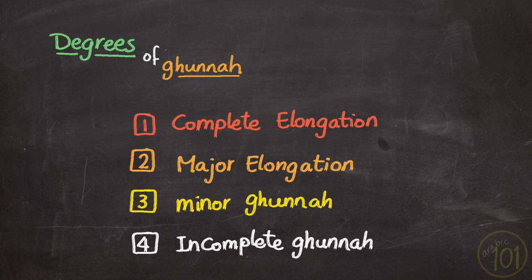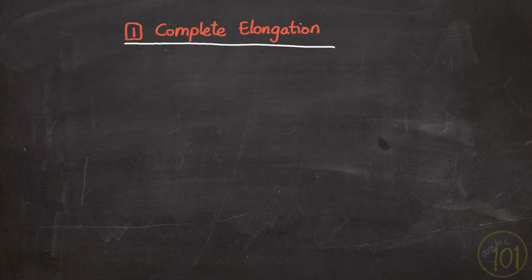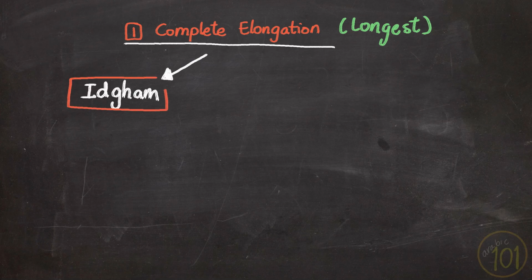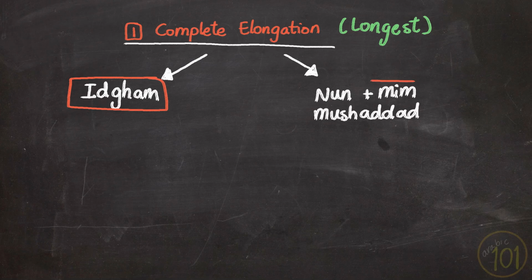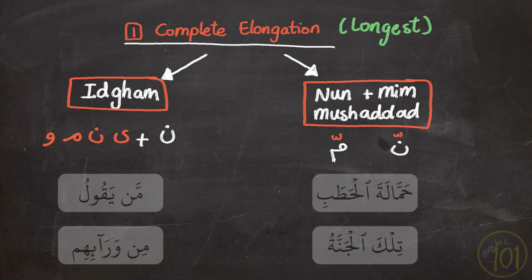Let's break them down one by one and see where and how to use each one of them. Number 1, the complete ghunnah. It is the most complete and the fullest form of ghunnah, and it is also the longest of them all. And we apply it only in the cases of idgham, especially noon and mim mushaddada. So, when noon and mim are duplicated with shadda, and when noon is followed by any of these 4 letters, yanmu, like in these examples.